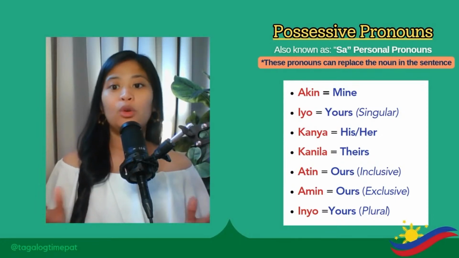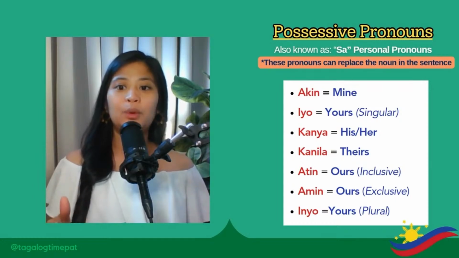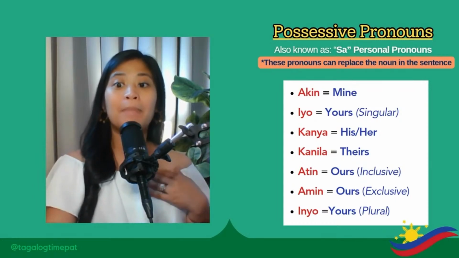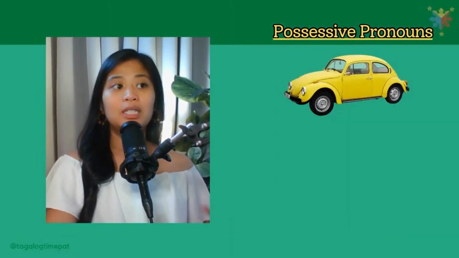So these are all pronouns that still show possession or ownership, but they are different from the ones we just learned. So it's not ko or mo or nya, but now it's akin, iyo, kanya, and it means mine, yours, his or hers. Okay, so we'll take a look at how they are used. Let's take a look at car. Car in Tagalog is coche.